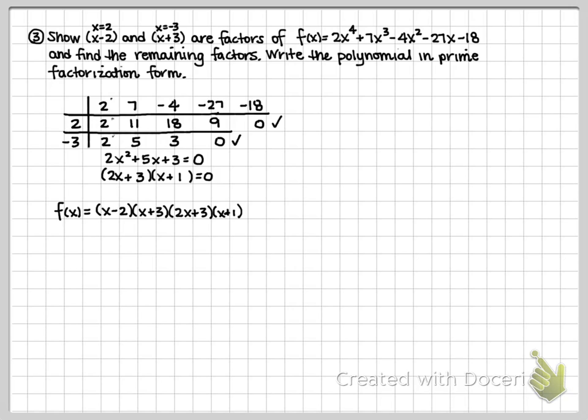Let's do a quick check on this. If you were to multiply this out, you would get an x to the fourth, and you would get a 2x to the fourth, which is important. So I want to make sure that we get the leading coefficient correct. Yeah, you can go ahead and multiply out the whole thing, but I'm fairly confident that this is good.